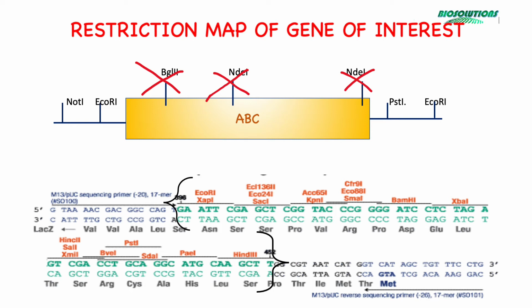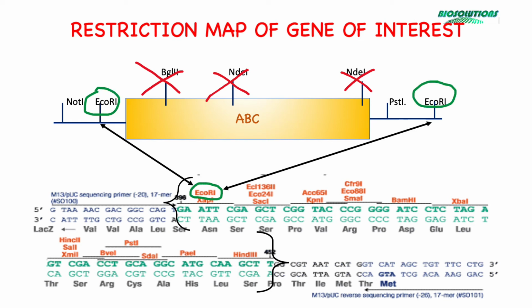Next, we see the restriction map of the MCS of a plasmid where we wish to clone this gene. The unique restriction sites of the PUC plasmid have been shown in green. Remember, we have to use the same enzymes to cut both GOI and the vector. Here, BGL2 and NDE1 are not present in the MCS. Hence, it is safe to pick any one or two common restriction enzyme sites from the MCS to cut the GOI and vector. For example, we can clone the ABC gene using only EcoR1 or PSD1 or both.